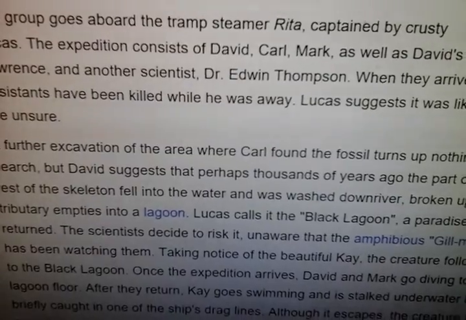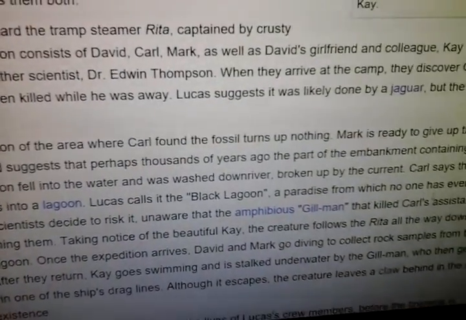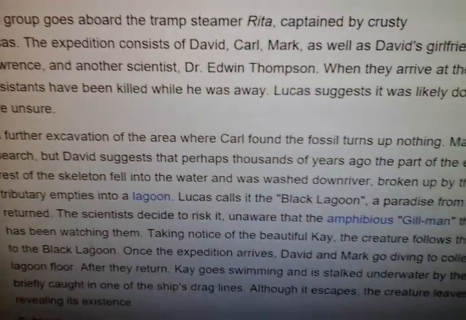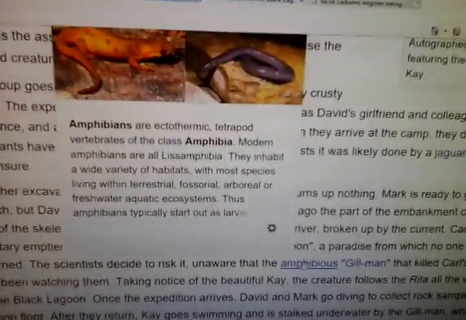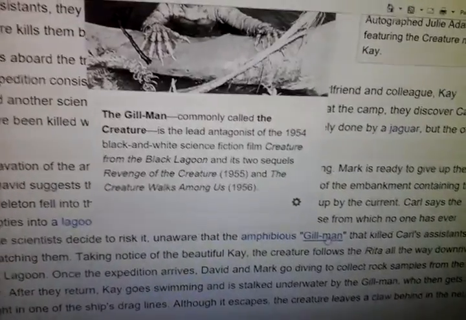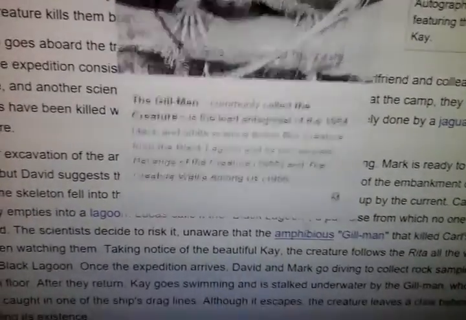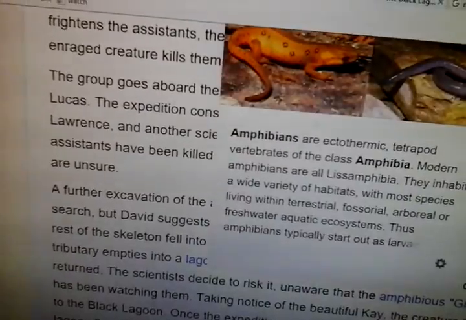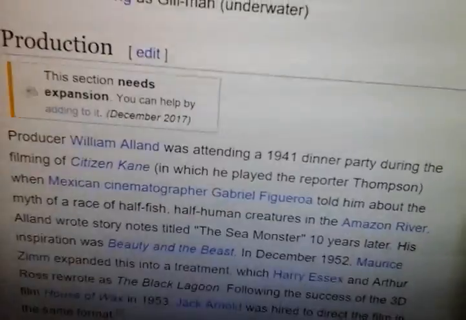We're going to the plot. It says, Lucas calls it the Black Lagoon, a paradise from which no one has ever returned. The scientists decide to risk it, unaware that the amphibious gill man, right? They come up with stuff like this. Look at this. This is a goddamn shame.